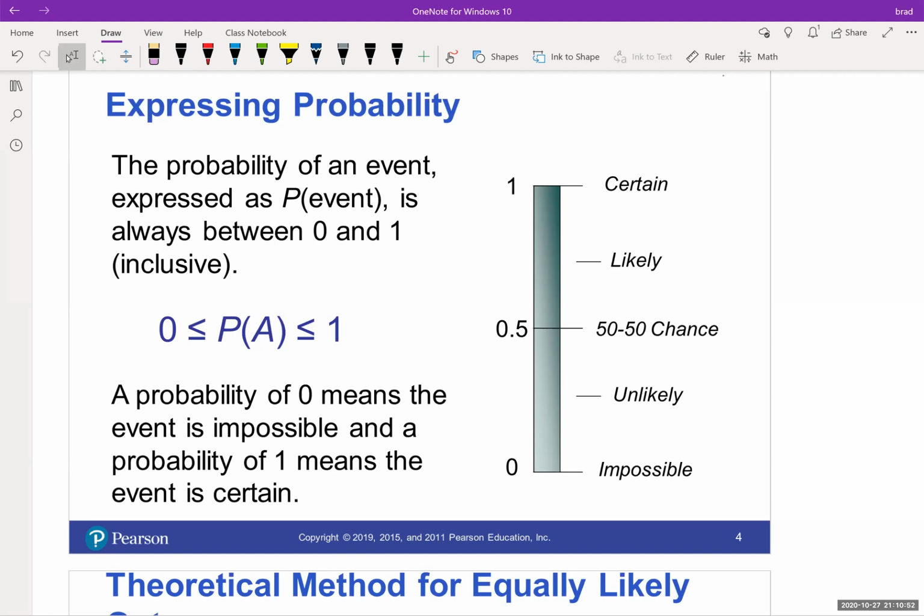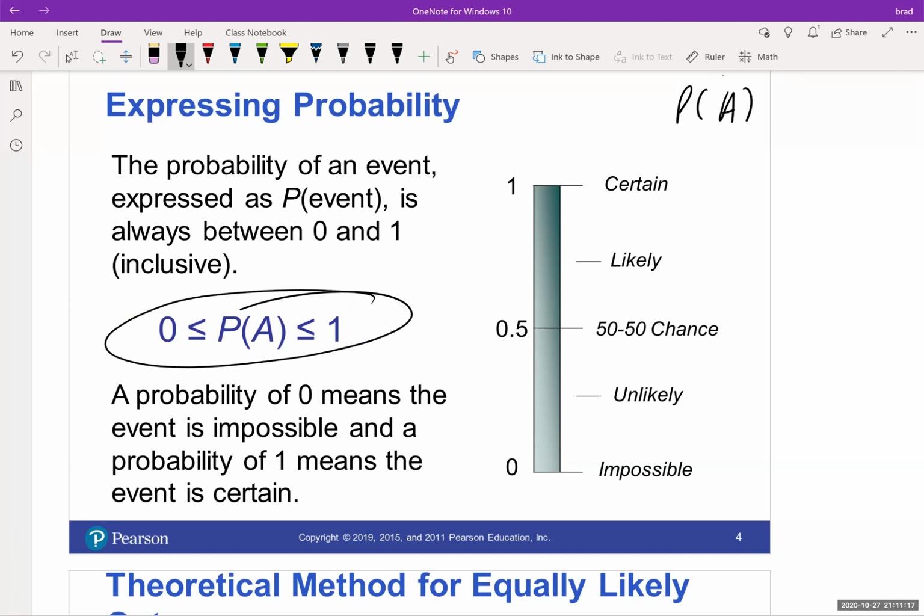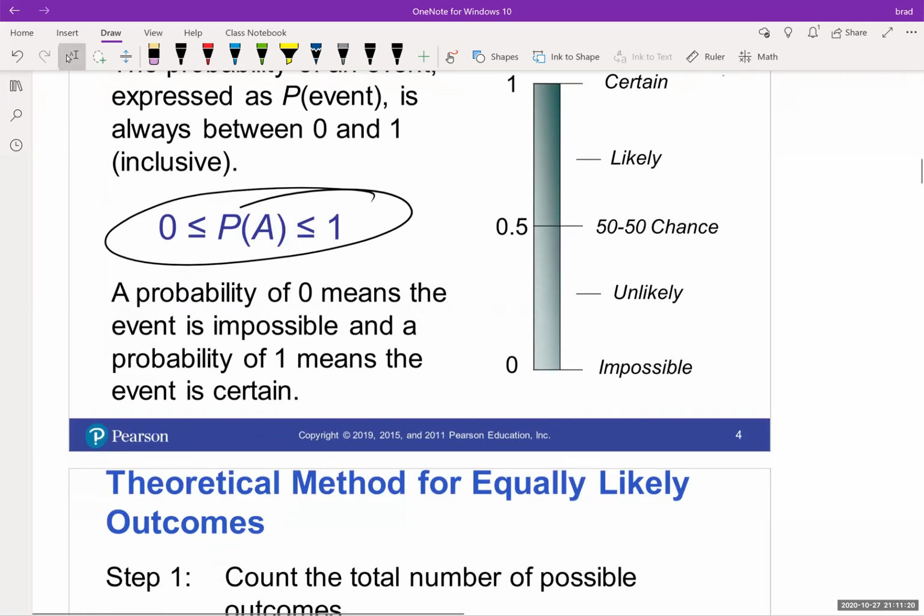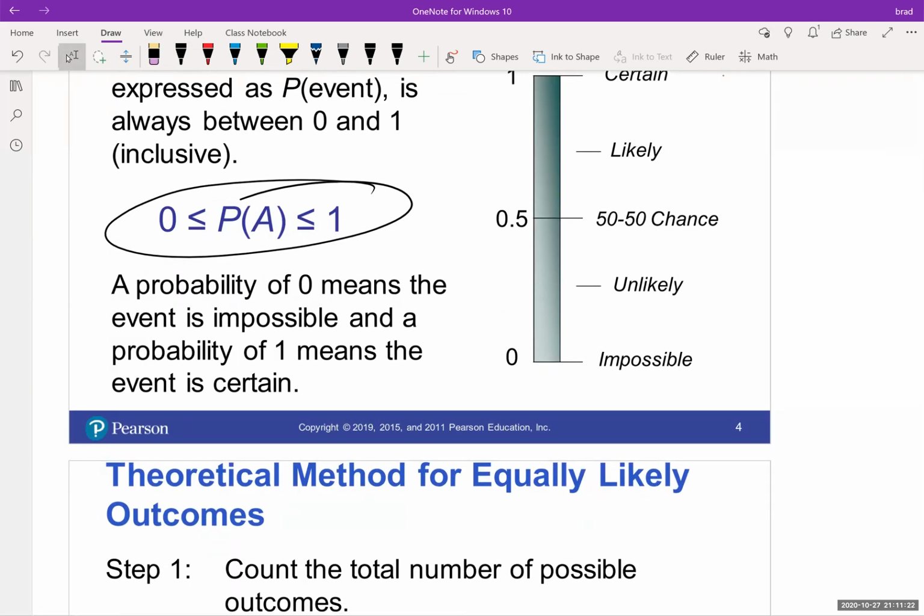But that's fine. So in this course, they say the probability of an event expressed as P. So, you could say probability of event A occurring, right? That's how you write it. Is always between 0 and 1 inclusive. So no event can ever be more than 1 or more than 100% likely. And it can never be negative. It can never be less than 0% likely. So everything is between 0 and 1 in terms of probability. Okay. The probability of 0 means the event is impossible, and the probability of 1 means the event is certain.